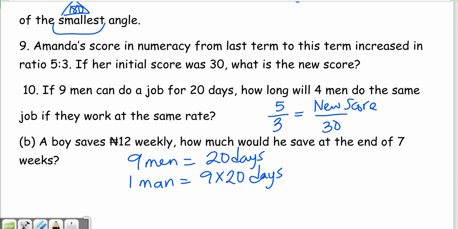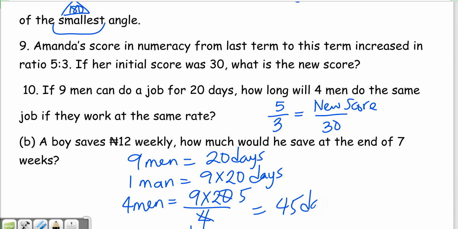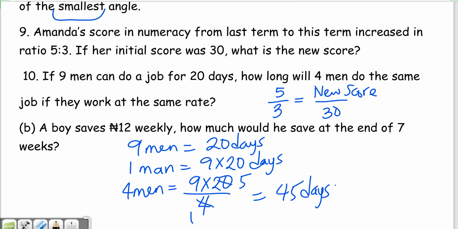But this question says 4 men are doing the job. So for 4 men, it will now be what it takes 1 person divided by 4. Then 4 here 1, here 5. 9 times 5 will give you 45 days. That is for 4 men.